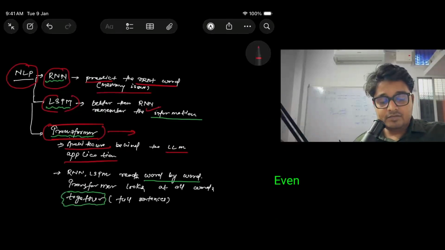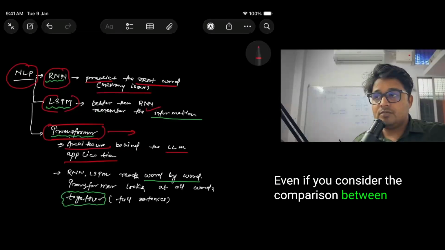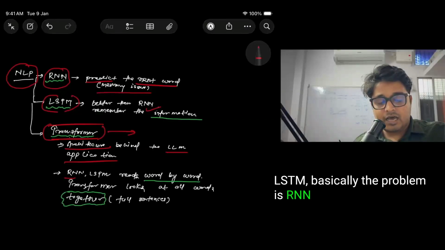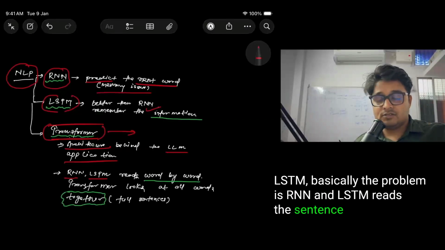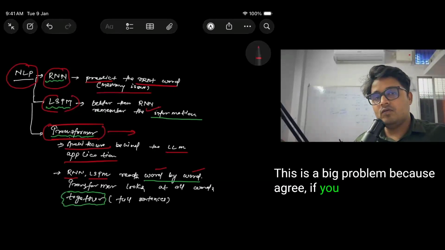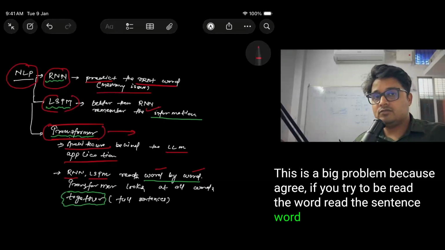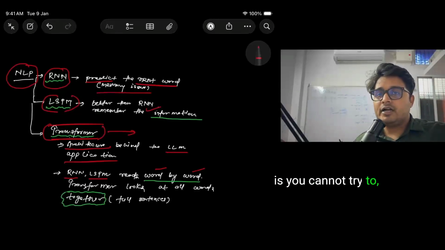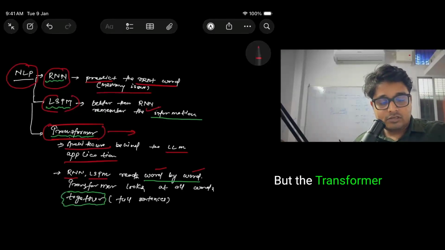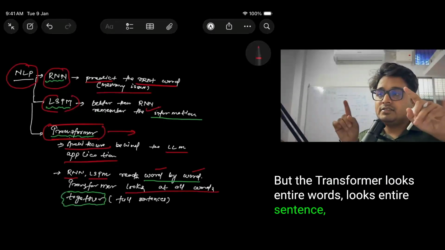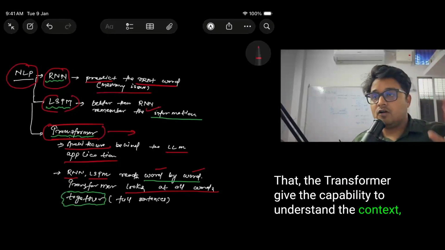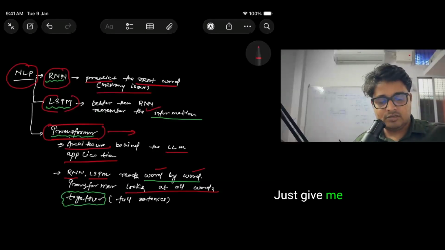If we compare the transformer with RNN and LSTM, the problem is that RNN and LSTM read the sentence word by word. This is a big problem, because if you read a sentence word by word, you cannot think about the relation between the words. But the transformer looks at the entire sentence all together, and that gives the transformer the capability to understand the context. I will explain this part, just give me some minutes.